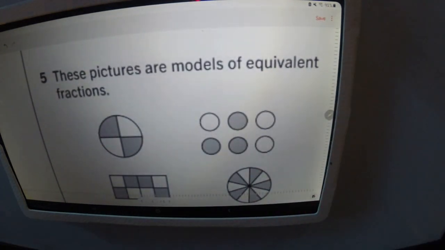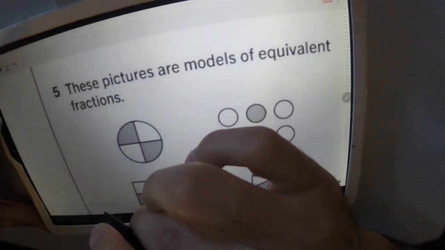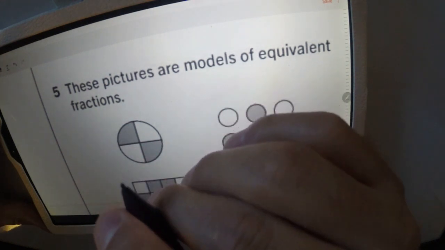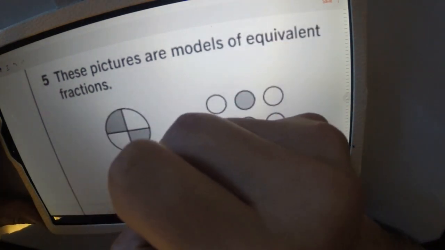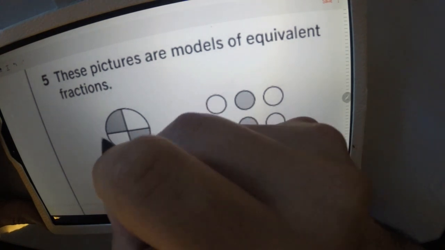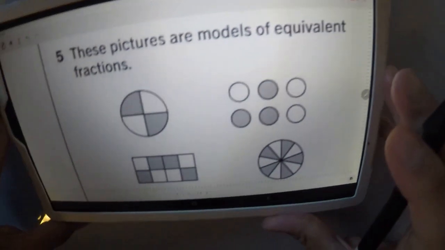These pictures are models of equivalent fractions. So let's figure this out. They're giving us the answer, basically: that these are all the same. These all equal the same thing. Okay, so we'll do the numerator, which is the top number, and then the denominator, which is the bottom number.